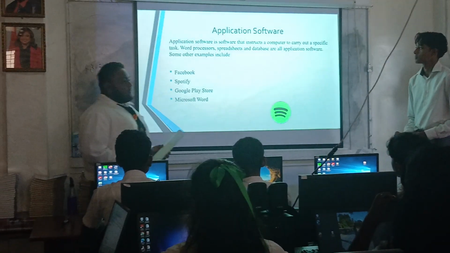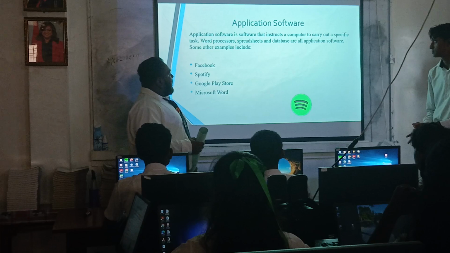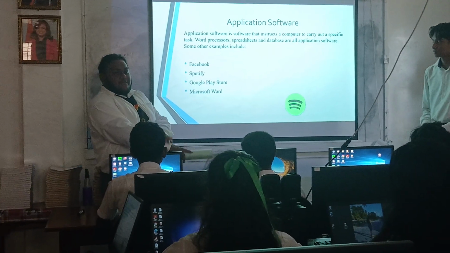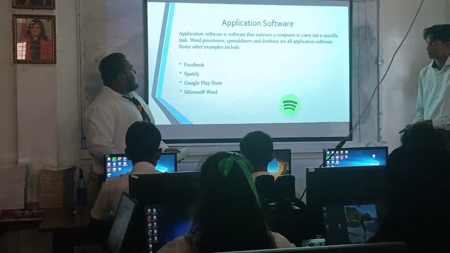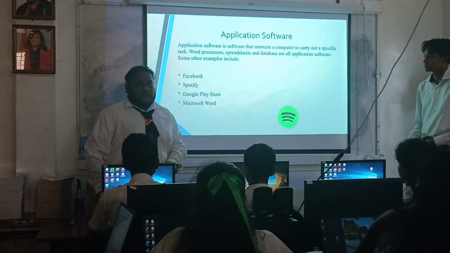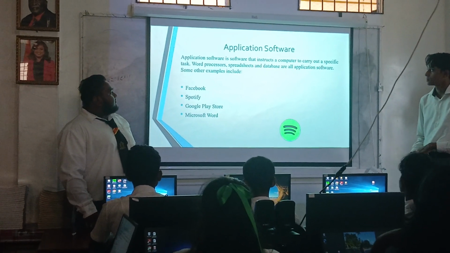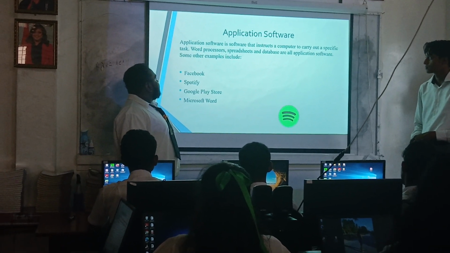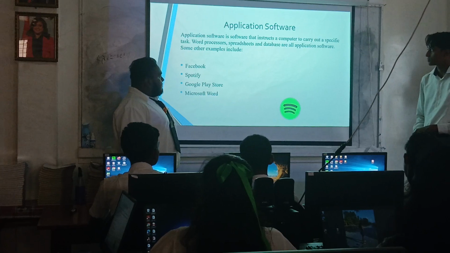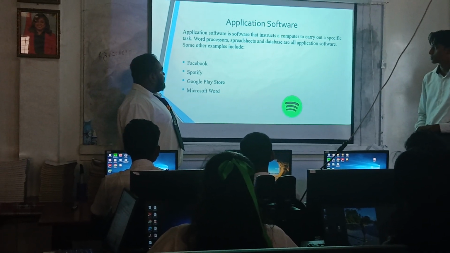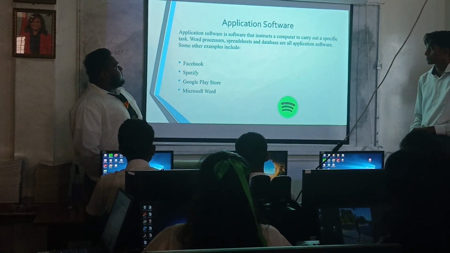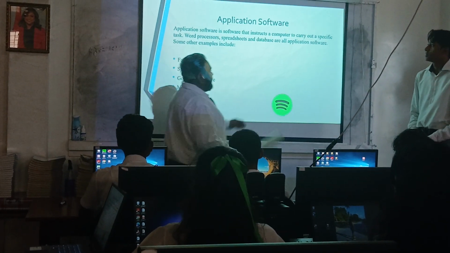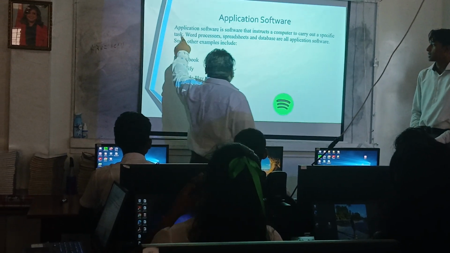Good. Let's move on to application software. An application, the short form for that is what we call apps. And I'm sure many of you have heard about apps before, right? Good. Someone read what is application software. Application software is software that instructs a computer to carry out a specific task. Word processor, spreadsheet, and database are application software. Some other examples include Facebook, Spotify, Windows, and Microsoft. Good. The main words inside this sentence are specific task.